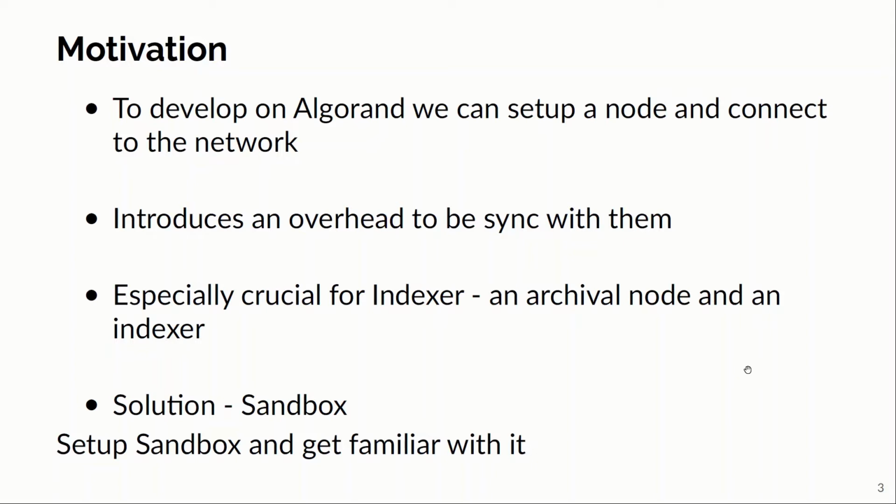And this overhead is especially crucial in case we want to query for some information from the Algorand blockchain. And for that, we introduced the tool called Indexer, which requires a full archival node. And on top of it, it also requires the installation of a Postgres database, where we store the list of the transactions, which we can later on query.